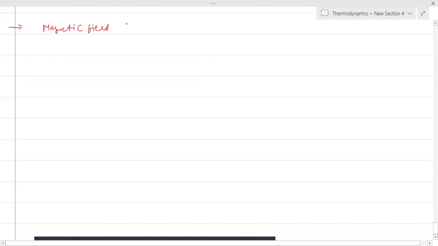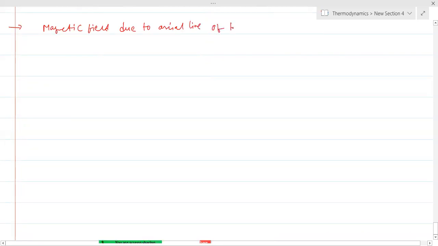Slowly, we will move to the magnetic field induction due to the axial line as well as the equatorial line. Always remember this topic is very similar to your electrostatics or gravitation. So you just need to replace the terms. Here I am taking the magnetic field. Also, this is very important for your board exams. The magnetic field is due to the axial line of a bar magnet.